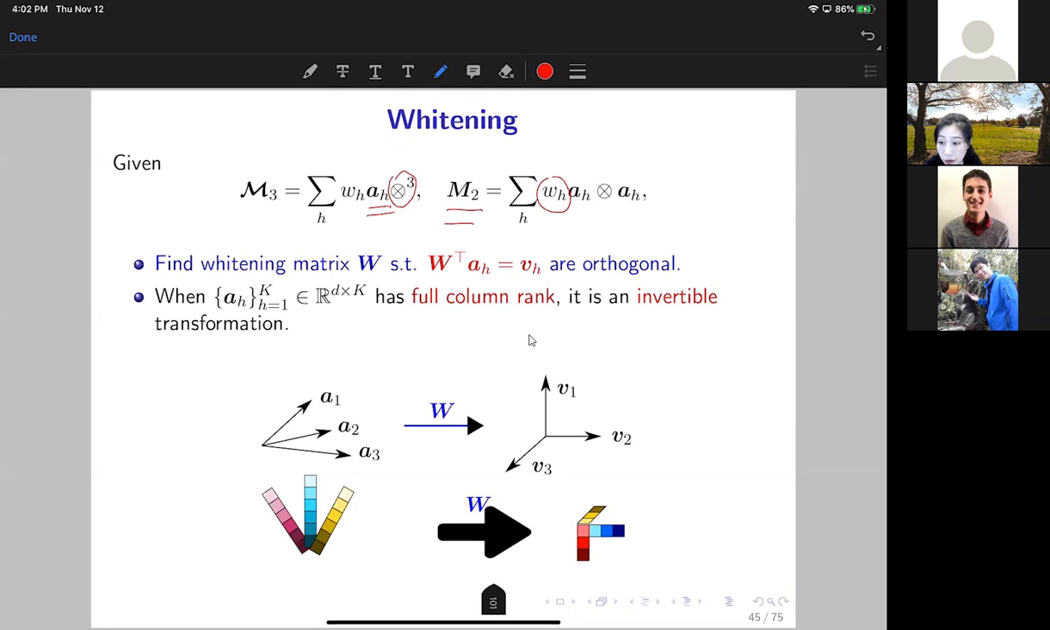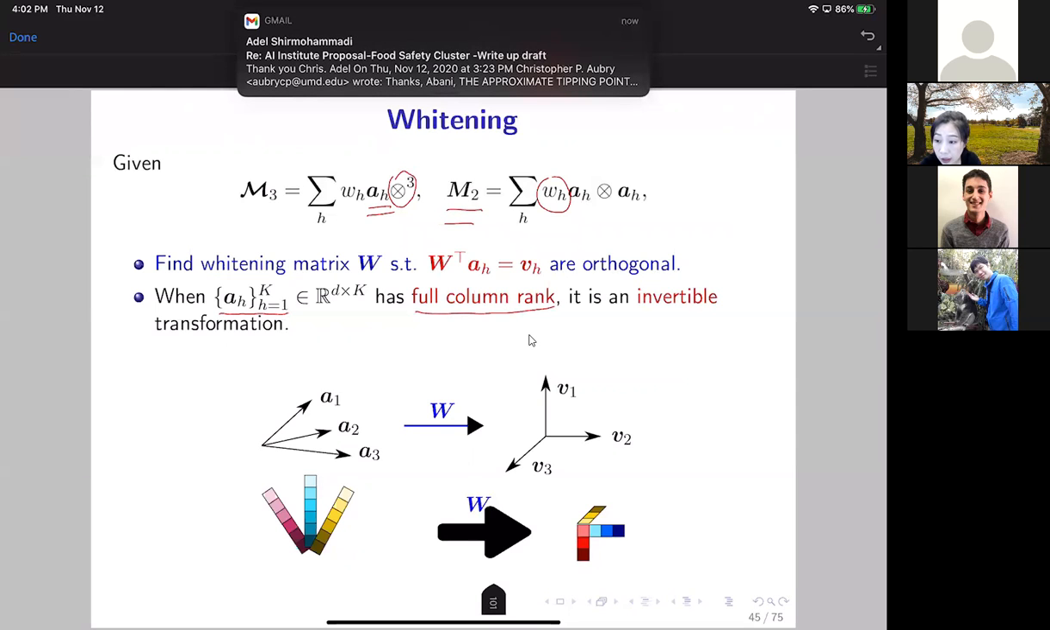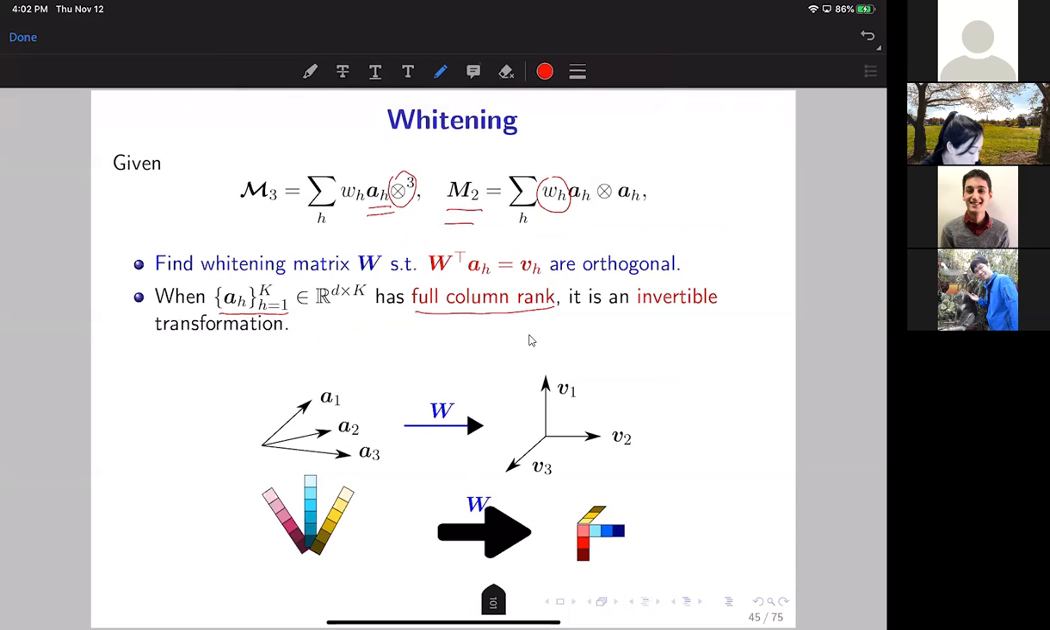So that's the difference, but you can see a lot of similarities between the M3 and M2. Now you want to find the whitening matrix W such that W transpose A_h are orthogonal. Pictorially, this is what's going on. We know that the A_h have full column rank because they are linearly independent. And it is an invertible transformation due to its full column rank, because I can find its pseudo inverse.